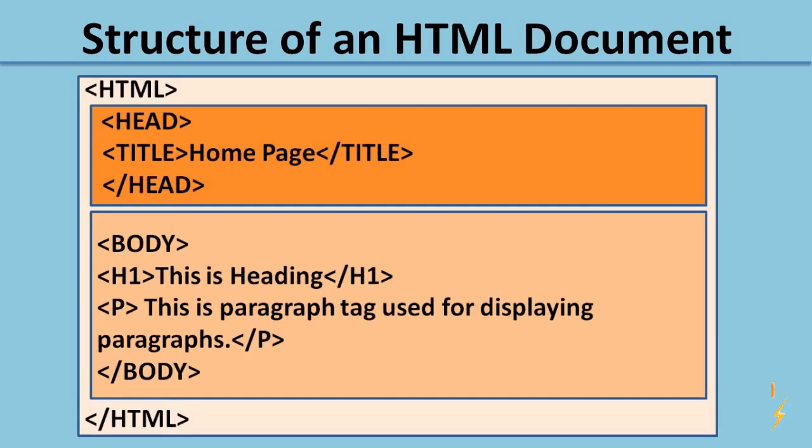If we look here, the code begins with the HTML tag and the total code is placed between the HTML opening and closing tags. It tells the browser it is an HTML document. Head tag is used for the head section. It contains the title tag which is used to display the title of the web page. Body tag is used for the body section. It contains a heading tag and a paragraph tag. After running this code, the browser displays the code like this.